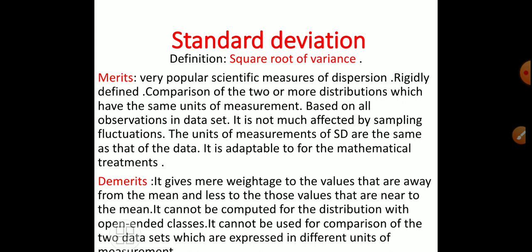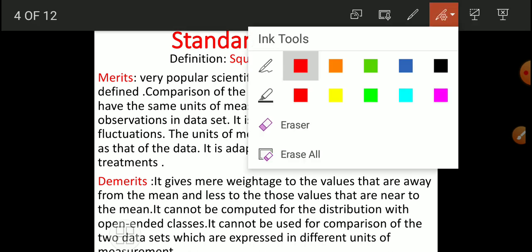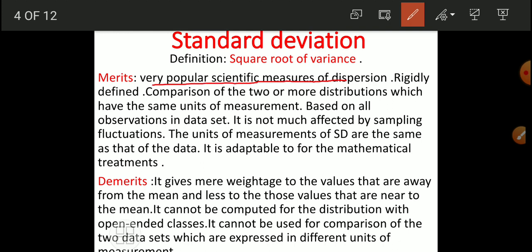Square root of a variance is the definition of a standard deviation. Now, what are the merits of that standard deviation? It is a very popular scientific measure of dispersion. Already I have told you, because when we are collecting the data of the experiment, definitely we have to calculate the standard deviation of that one, and then we will have to further analyze or conclude about the observed data or observations, isn't it? So standard deviation has a lot of importance in the scientific measures of dispersion.